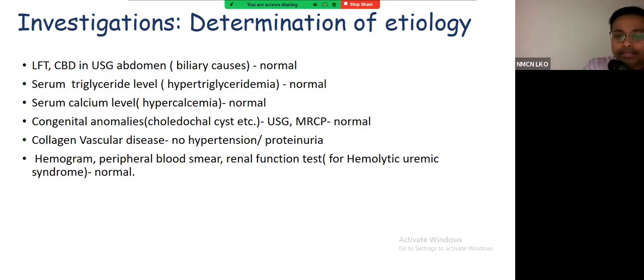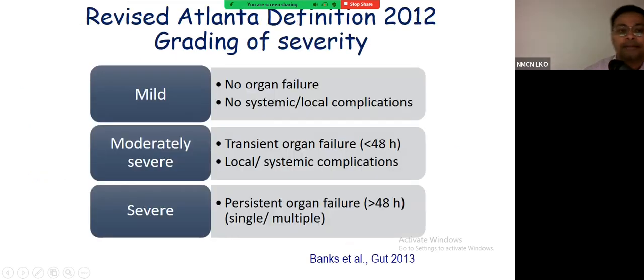Collagen vascular diseases are also known to cause acute pancreatitis. In our case, there is no hypertension, no proteinuria, no history of any arthritis or skin rashes. Another condition, hemolytic uremic syndrome, can present with pancreatitis. But in our case, renal function test, peripheral blood smear, and hemogram were all normal.